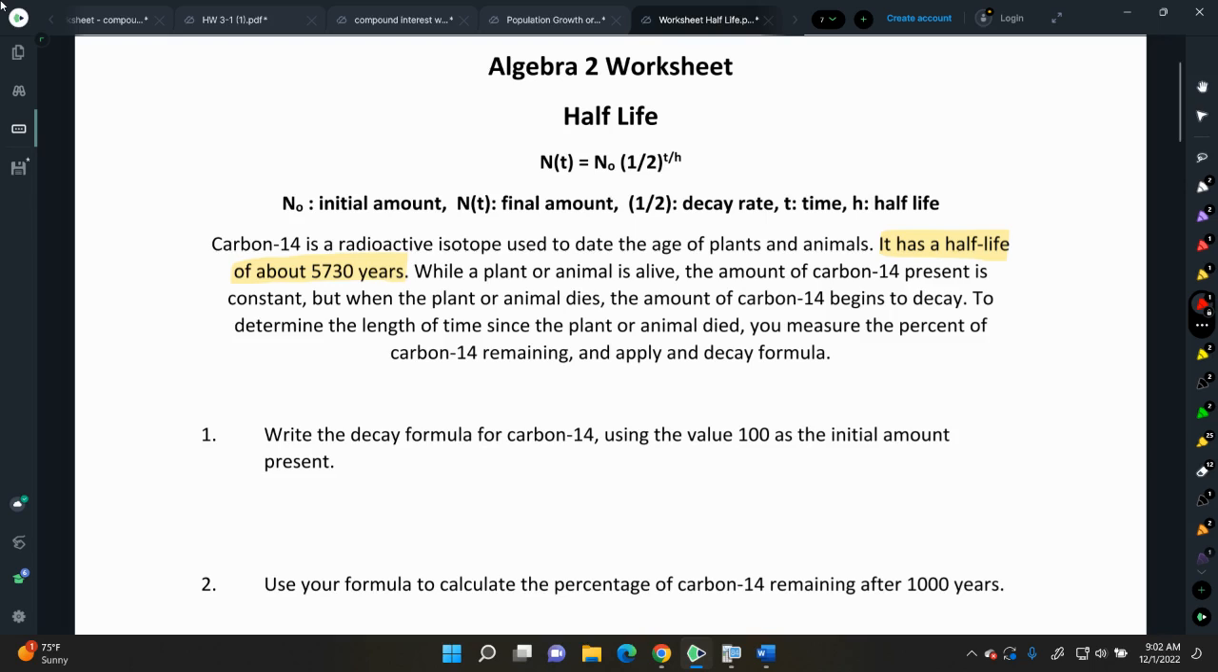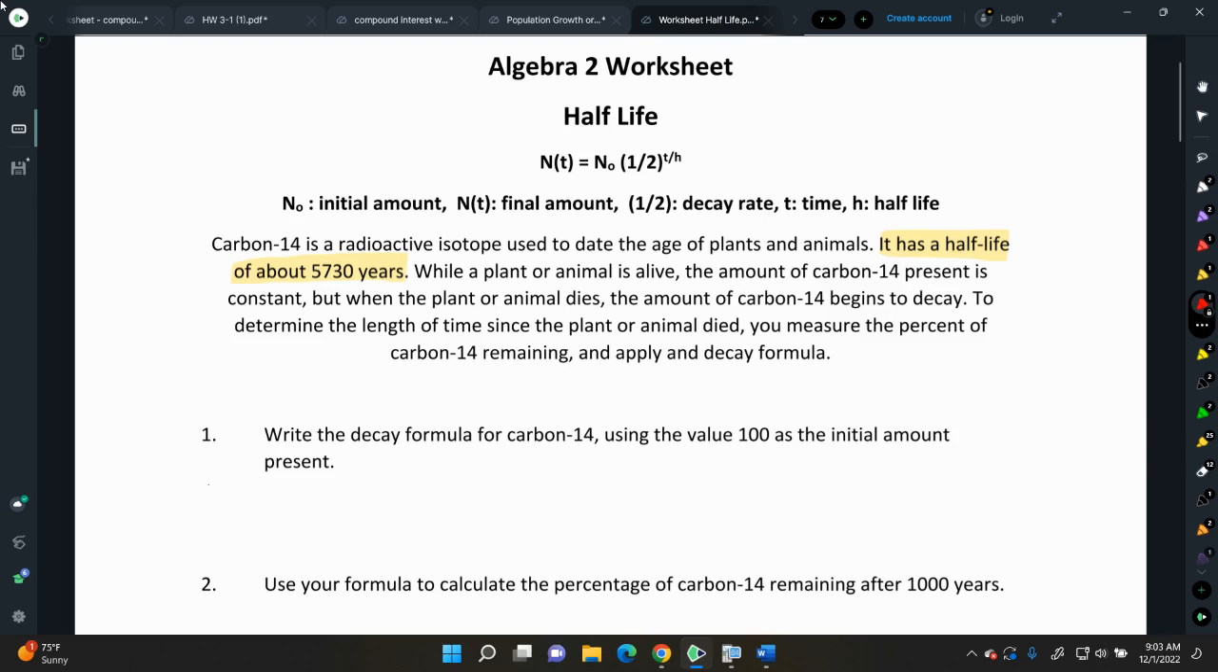Okay, so to determine the length of time since a plant or animal died, you measure the percent of carbon-14 remaining and apply the decay formula. Just look at this first example. What time is it? We have a little bit of time. Write the decay formula for carbon-14 using the value 100 as the initial amount present.